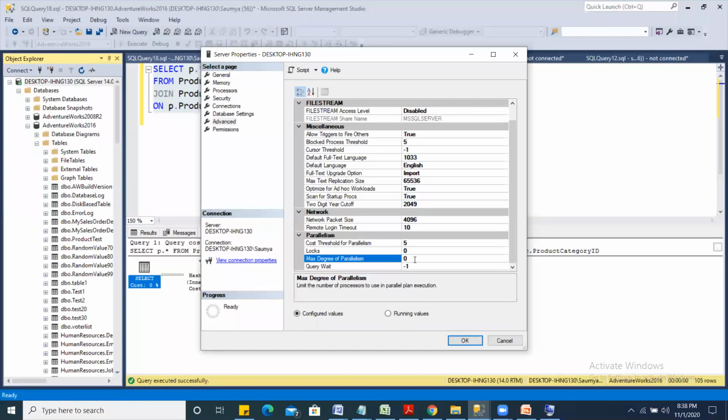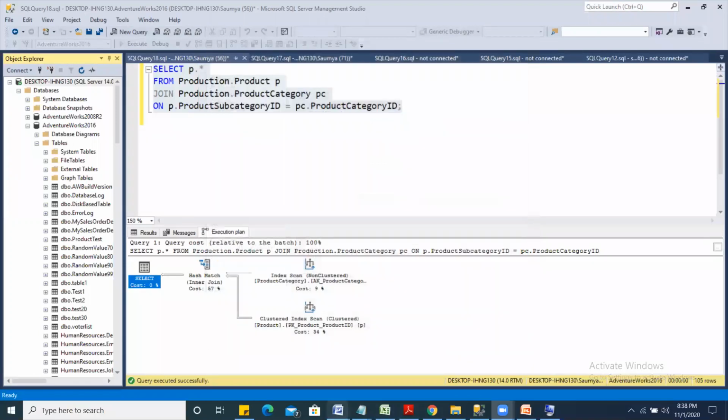The second thing is to establish a standard for setting the value of max DOP in your environment, right? For that, you have to follow the best practices recommended by Microsoft. So I'm not denying what you are saying, but that is a practice that you have to follow. So what is that practice? Let us discuss that.